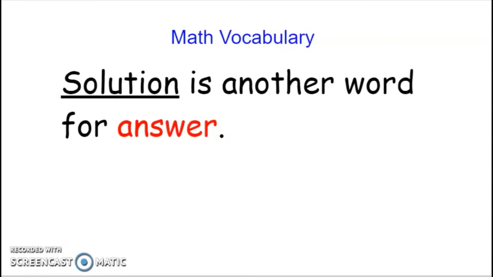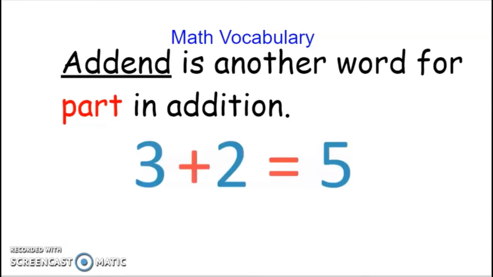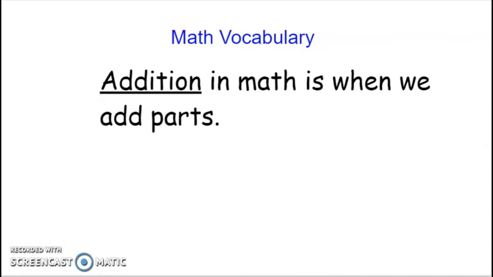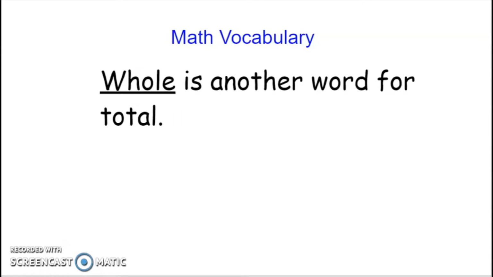Remember that solution is another word for answer. And in our solution is not always the total. Addend is another word for part in addition. So we have the first addend, second addend, and whole or total. Great, let's keep going. Addition in math is when we add parts. Whole is another word for total.